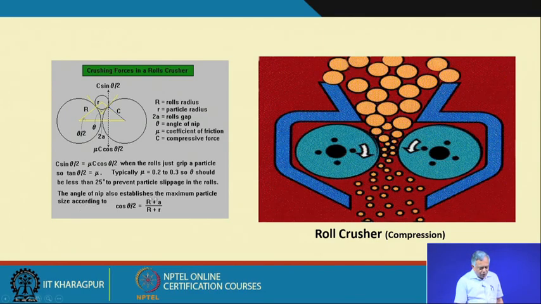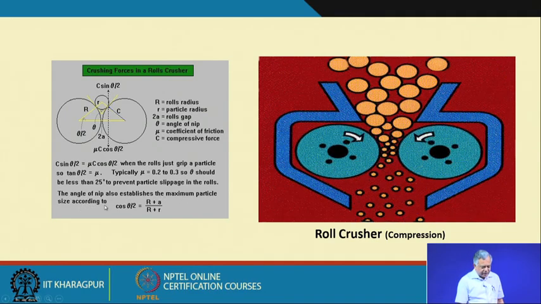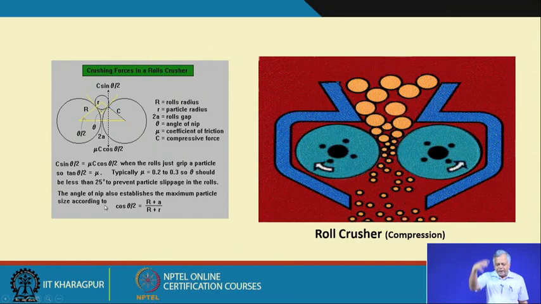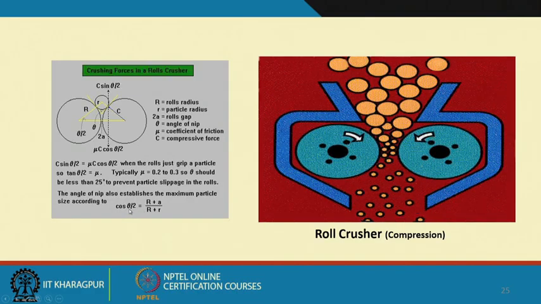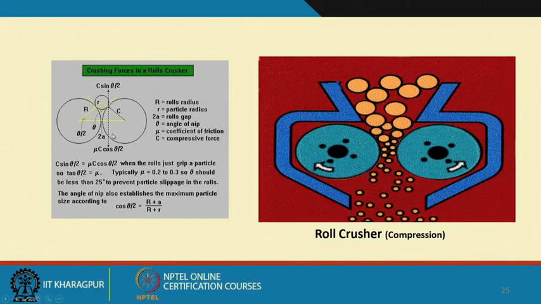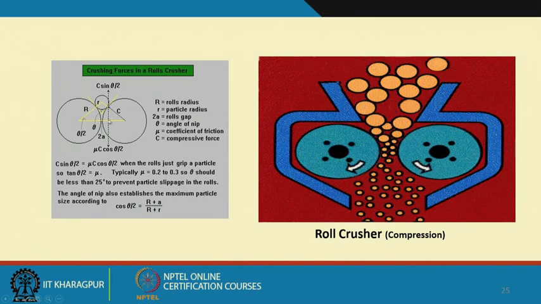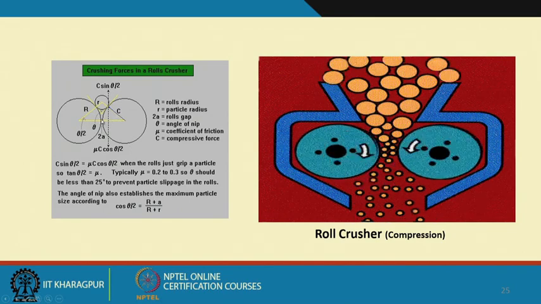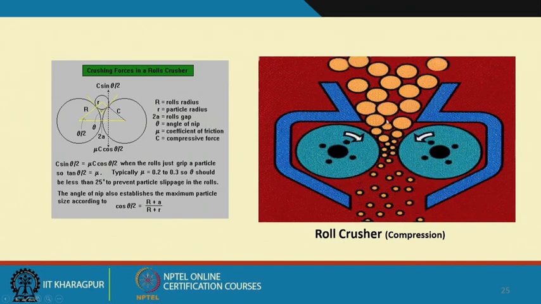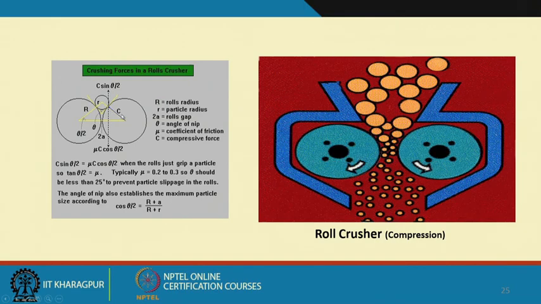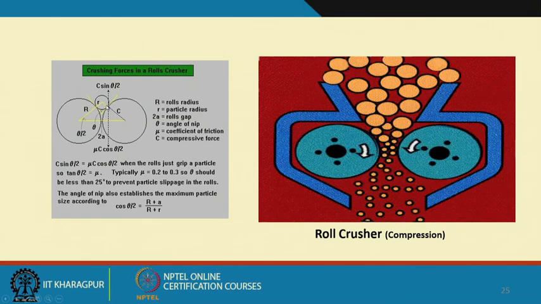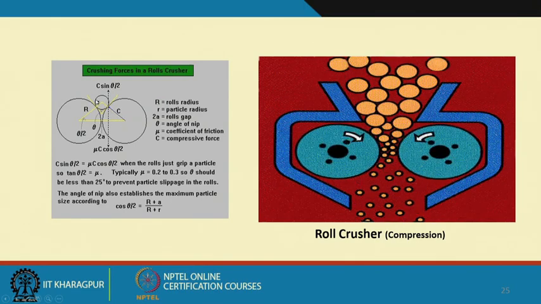The angle of nip also establishes the maximum particle size that the rolls can accept. If I know the angle of nip, we can write cos theta by 2 is equal to (R plus a) divided by (R plus r), because this gap is 2a, so half of this is a, where R is the roll radius and small r is the particle radius.